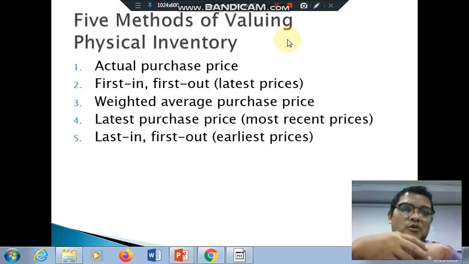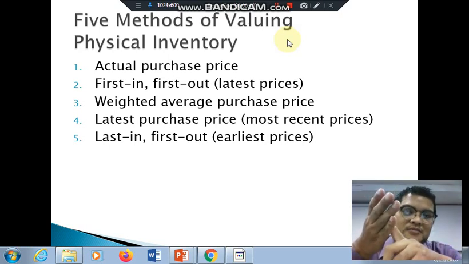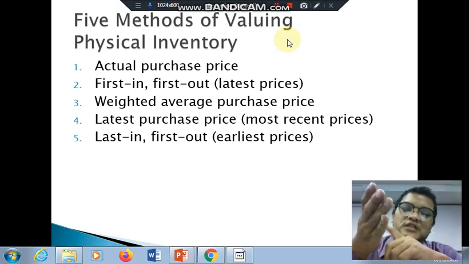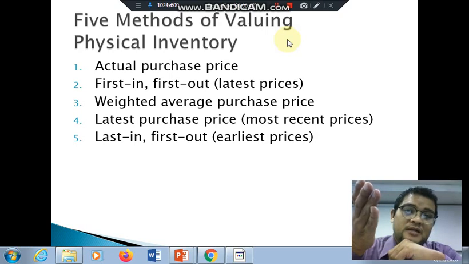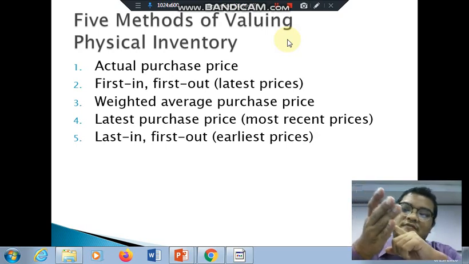Remember, when we talked about receiving in chapter 5, we need to do dating and tagging of the items you receive. Dating means you put the date you receive. Tagging means you put the price tag you bought at. So every can of tuna, we said just now, you will put the date and also the price.